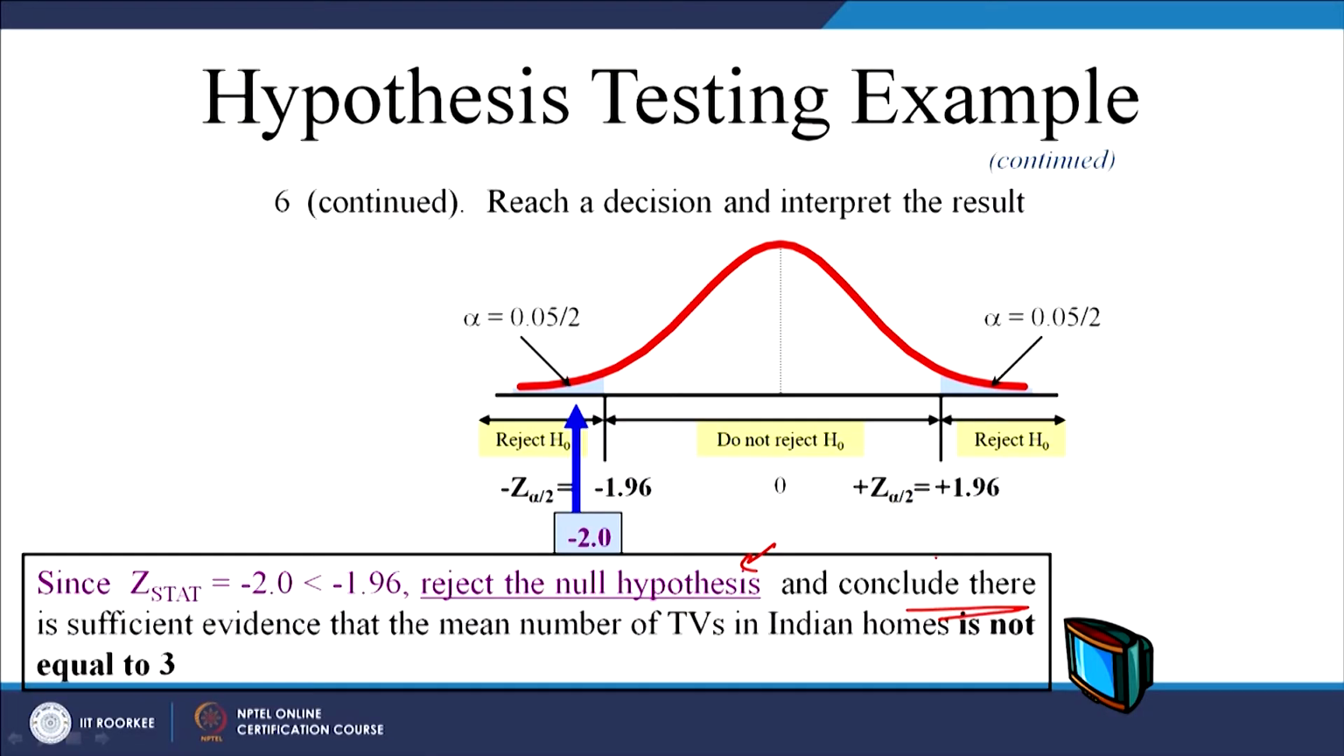And after rejecting, what do we conclude? We conclude that the average number of TV sets in Indian homes is not equal to 3. When I say it is not equal to 3, it means more than 3 or less than 3. So, in this case, is it more than 3 or less than 3? It is less than 3, because our sample mean is 2.84. So, we will reject the null hypothesis and say that the average number of TV sets in Indian homes is not equal to 3, but less than 3.